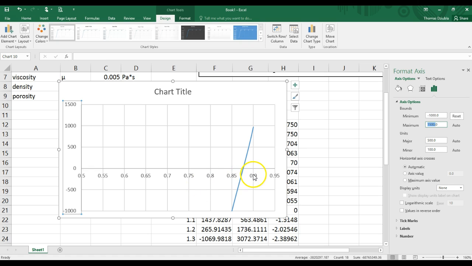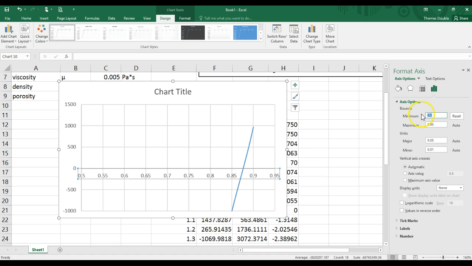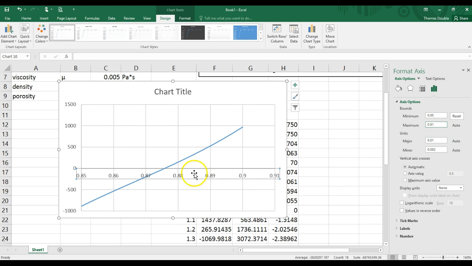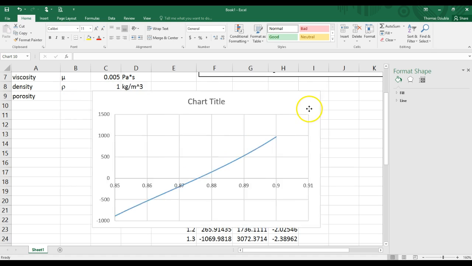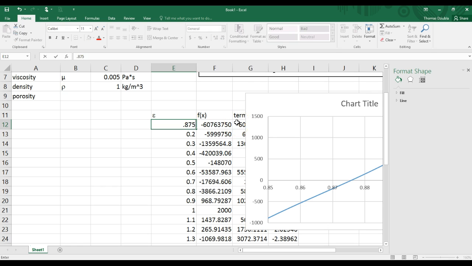We can zoom in to that range just by changing our axes. Axis options. We can zoom in to go to 0.85 to 0.95. And you can get a pretty good estimate of what the intercept is. It's somewhere between 0.87 and 0.88. Or 0.875 is probably a good estimate for this porosity. So if we went up here and just said 0.875, you'll see we're actually not too far off compared to the magnitude of numbers that we have here.